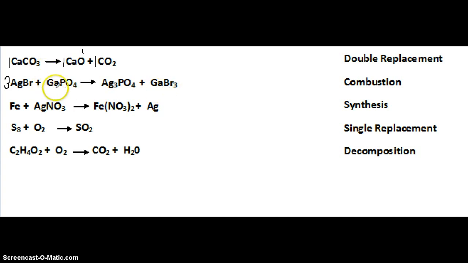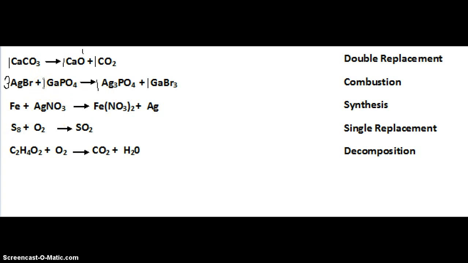Let's move on to the galliums. 1 gallium on this side and 1 on this side. Phosphates, we've got 1 on this side and 1 on this side. So the rest of the compounds just have a 1 attached to them, like so. Alright, the next equation we shall balance is iron plus silver nitrate equals iron nitrate plus Ag, plus silver, sorry.